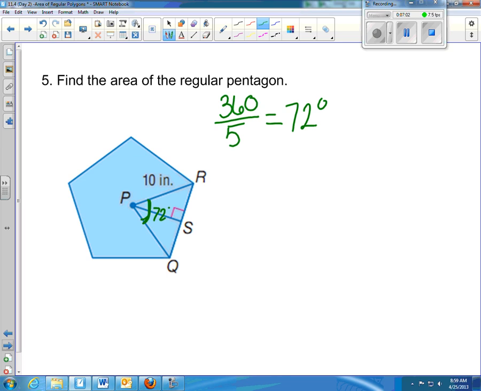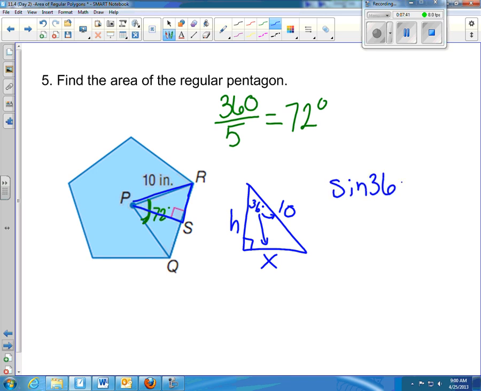But to find the height and the base, we're actually going to pull out just one triangle. We'll pull this one out and talk about that. So this hypotenuse is 10. And we now, instead of having an angle of 72, have an angle of 36. We want to find the base and the height. So we can use some trig here. If I start off with finding the base, from my angle, I have my opposite and I have my hypotenuse. So opposite over hypotenuse is going to be sine. So sine of 36 equals my base over my hypotenuse.